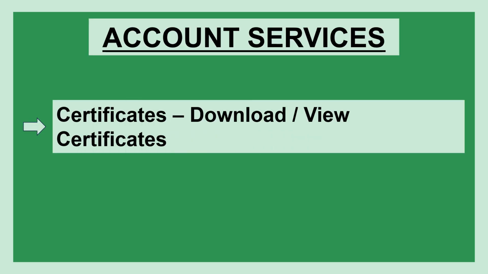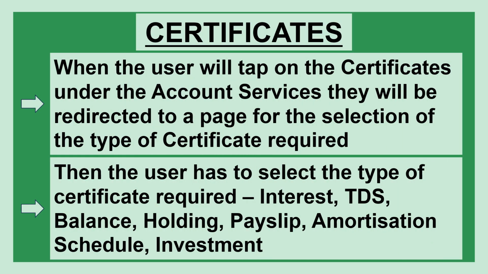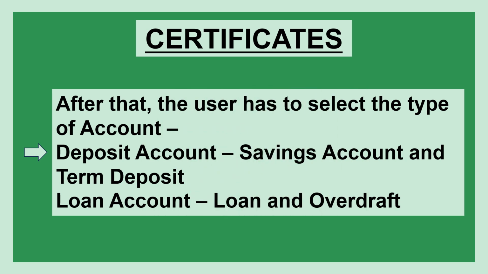Certificates. Download or view certificates. When the user taps on certificates under the account services, they will be redirected to a page for the selection of the type of certificate required. Then the user has to select the type of certificate required: interest, TDS, balance, holding, payslip, amortization schedule, and investment. After that, the user has to select the type of account: deposit account, that is savings account and term deposit; loan account, that is loan and overdraft.